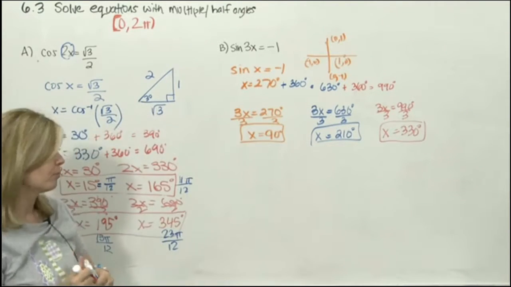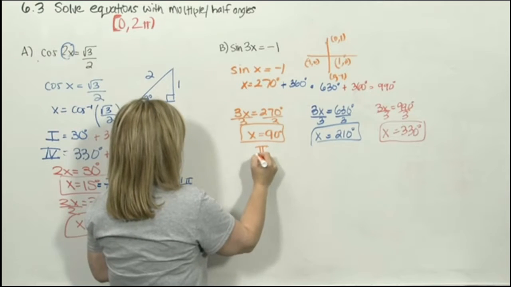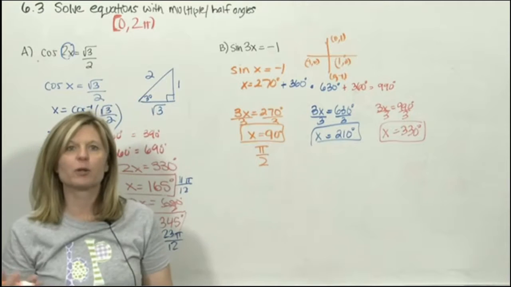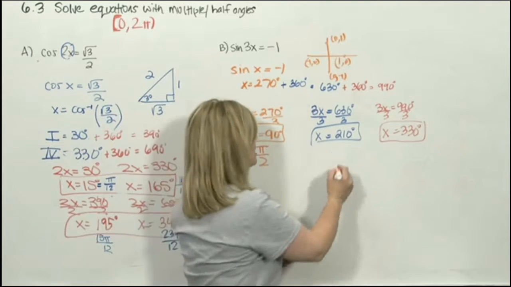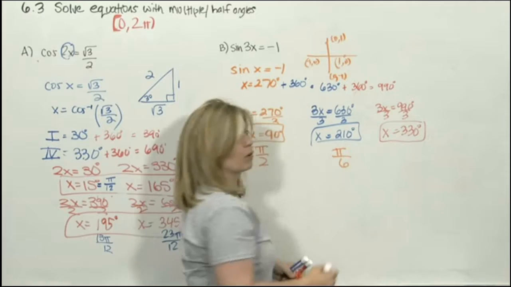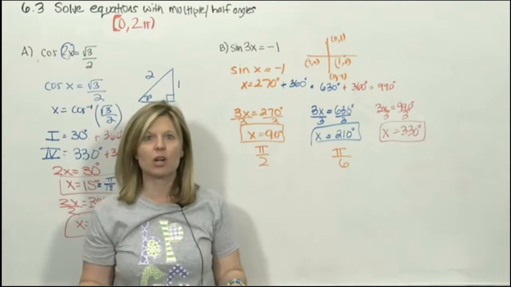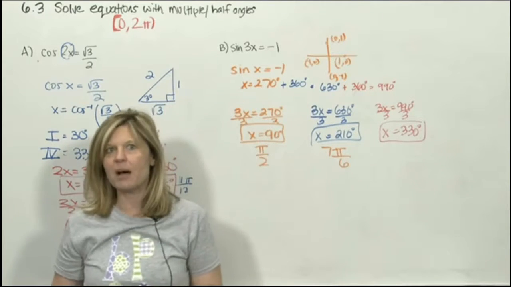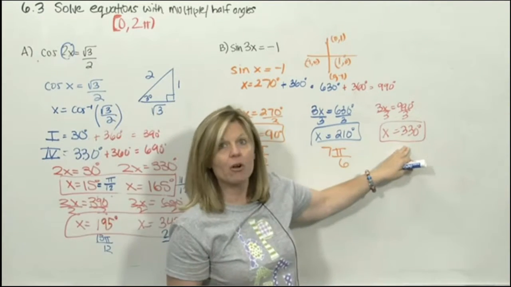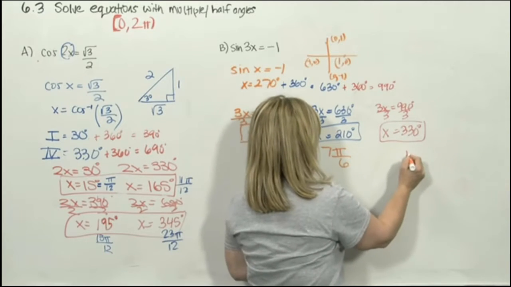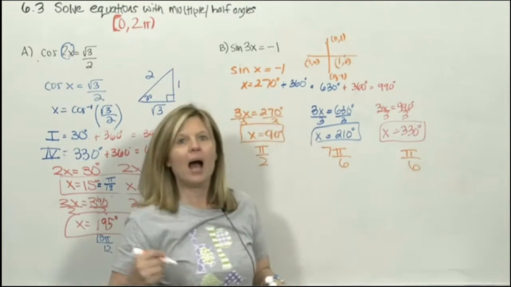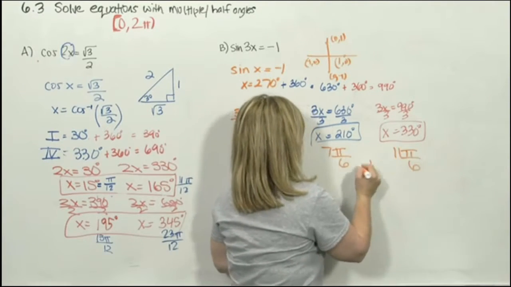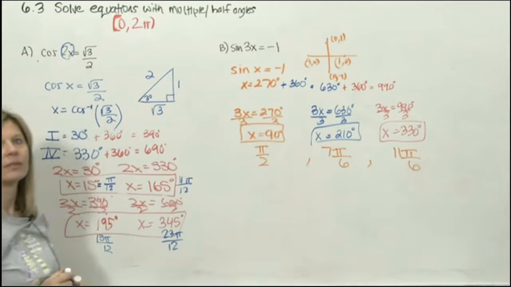so all we need to do is write them in radian measure. We know 90 is pi over 2. 210 in radian measure. 210 is a multiple of 30. 30 we all know in radian measure is pi over 6, right? 180 divided by 6 is 30. So how many 30s make 210? 7. That's when we get 7 pi over 6. 330 is a multiple of 30. So again, 30 is pi over 6. How many 30s do you multiply to make 330? 11. And there are our solutions.